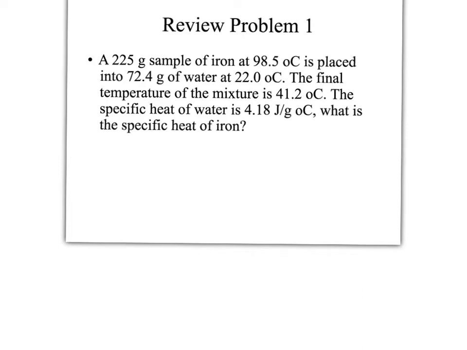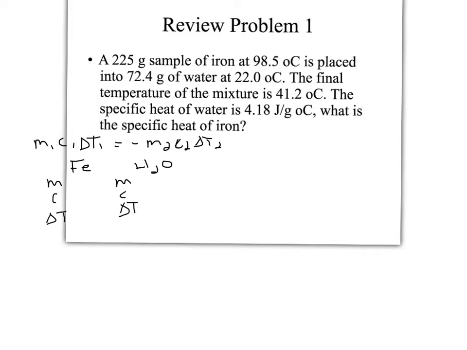So you guys, by now, should know that if you have a sample of metal being put into water, that's an indicator that you're going to use the formula M1 C1 delta T1 equals negative M2 C2 delta T2. Remember to keep your metal information and your water information separate so that you don't accidentally mix them up and put them on the same side. So we have an M, C, and a delta T for iron and an M, C, and a delta T for water. Mass of iron is 225. Specific heat of iron is our unknown.